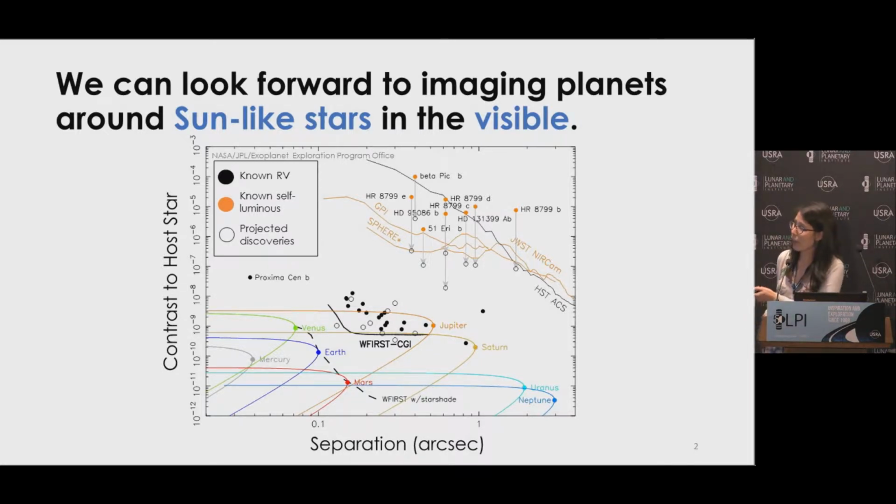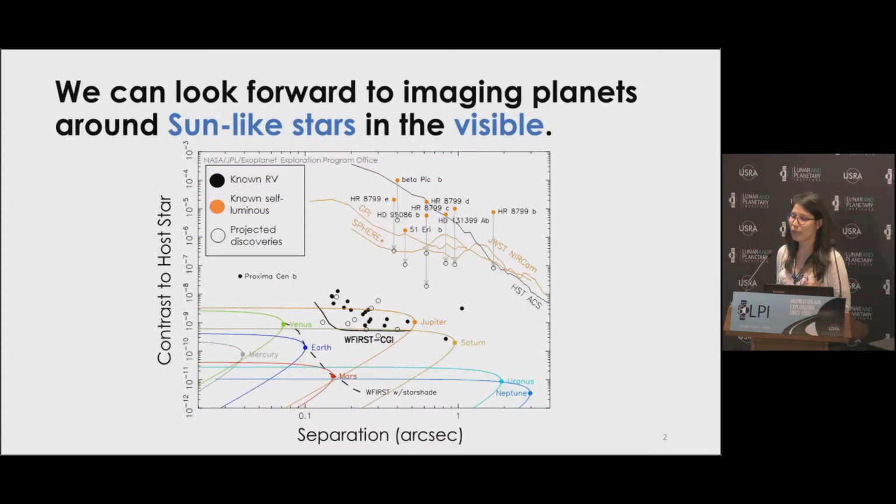So here we have the planet-to-star contrast ratio versus separation for direct imaging missions. Over here you can see the current known self-luminous giant planets. That's where we are now. And then in the future, with WFIRST and its coronagraph, we're hoping to characterize some of the known radial velocity planets and discover more of those. And on the bottom, these are the solar system planets placed at 10 parsecs.